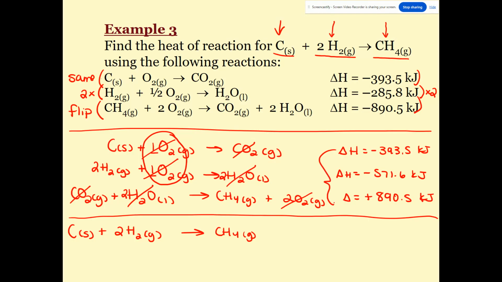So now I add these reactions together. This time we're adding 3 together. You can add as many together as you need to get to your net equation. But keep in mind, sometimes they'll give you multiple reactions and you don't have to use all of them. You only have to use the ones that will help you get to your net reaction. Okay? So the answer for this is negative 74.6 kilojoules.